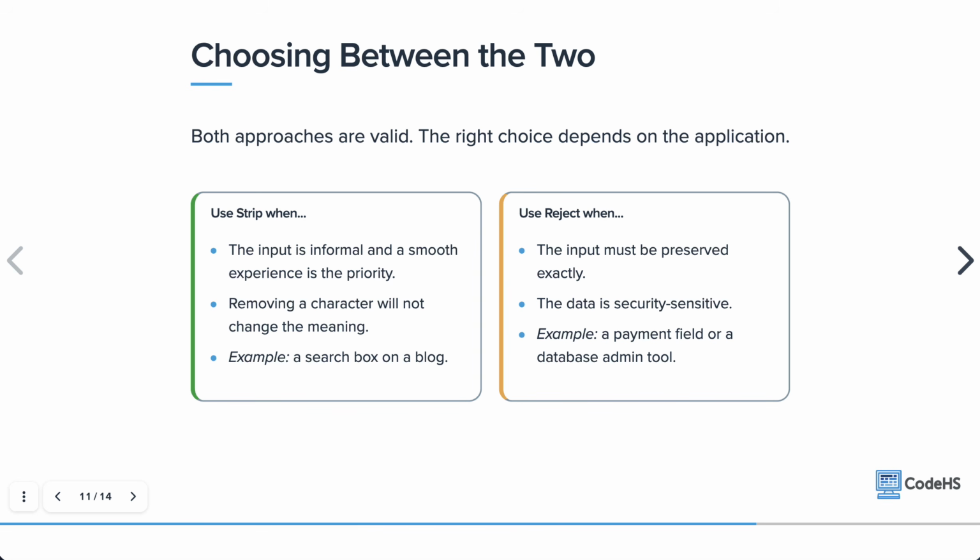Use reject when the input must be preserved exactly or when the data is security sensitive. A payment field cannot quietly drop characters from a dollar amount. A database admin tool should not silently rewrite an admin's input. In those cases, you want the user to see the error and try again.